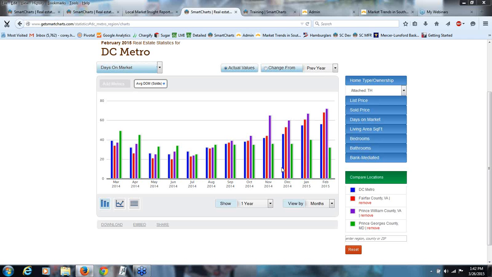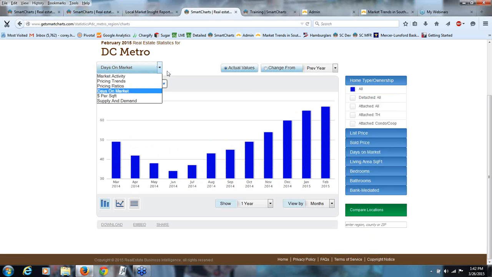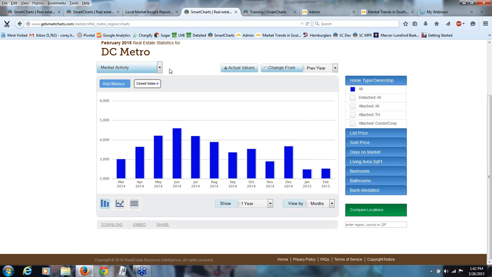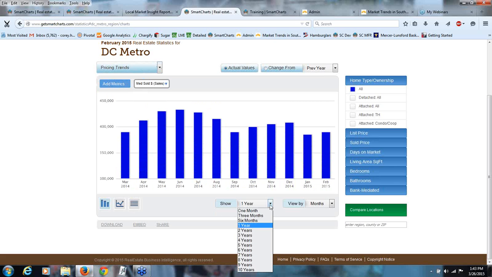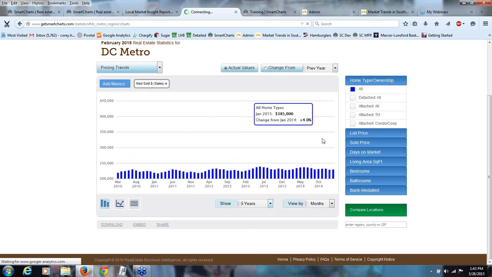I'm running short on time, but I did want to get into the portability of these charts. So most of you likely have seen an agent or a friend or a colleague that has RBI metrics embedded on their website. These charts, the data within these charts, I'm going to reset this, and let's just look at something, just a real basic chart. Let's look at pricing trends for the last 5 years.